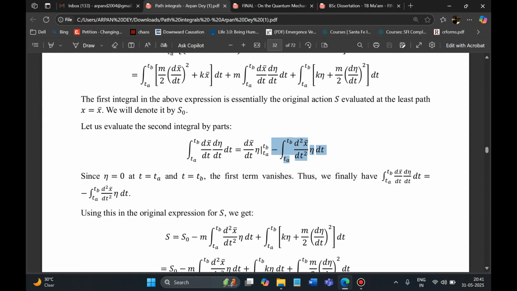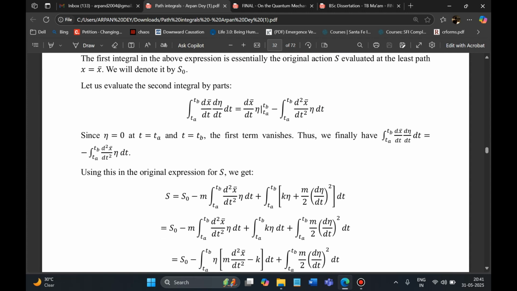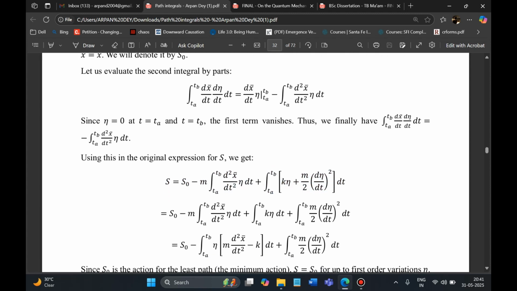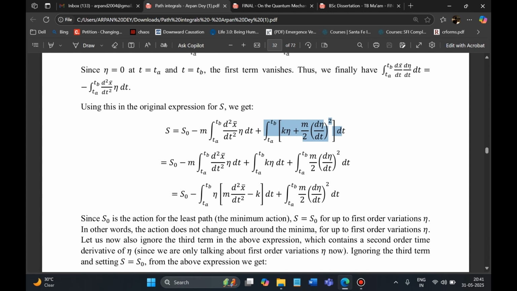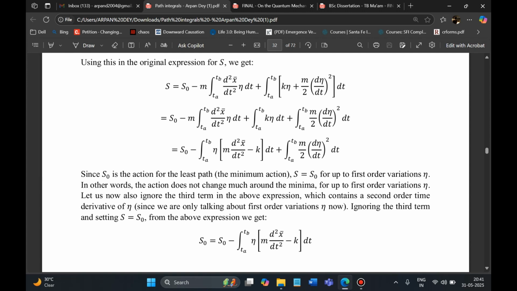Thus in the original expression, here we can write S naught, here we can write this new expression, and this will be as it is. That's what we have done here. S is equal to S naught minus this plus this. Okay, and this also we have just broken it up, and we have written it like this. Here we have k eta plus m/2 times d eta/dt, whole square, dt. So we have just broken it up, and we are regrouping these two terms. Both of them have this eta dt. So we have kept eta dt outside the brackets, and inside the bracket we have m d2 x bar/dt squared minus k, and this is the remaining part.